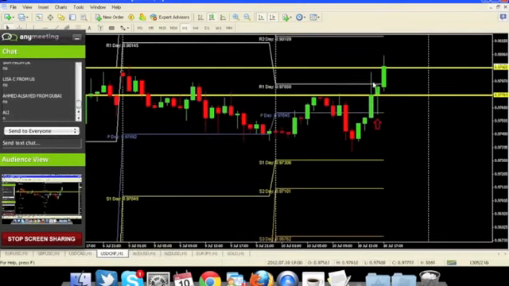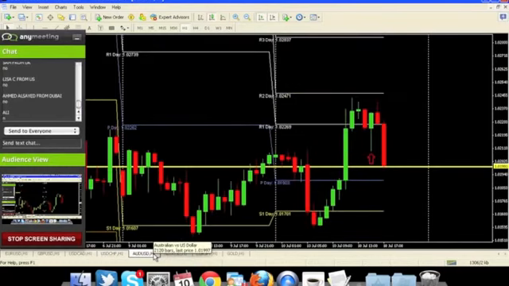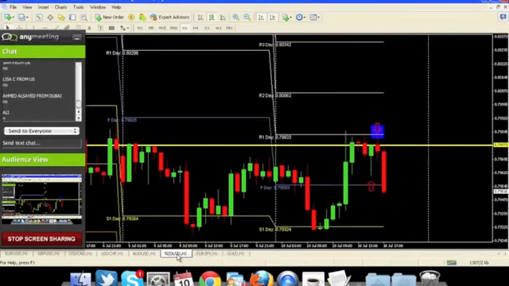Swiss franc pushing above it. Aussie dollar, still at resistance, support, I'm sorry. New Zealand dollar pushed below it. Now, what does this push mean?